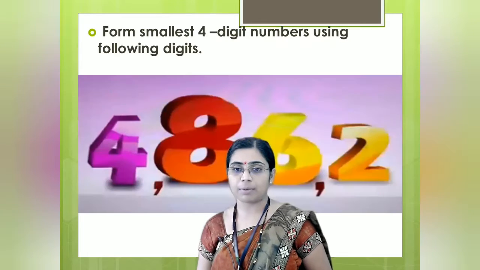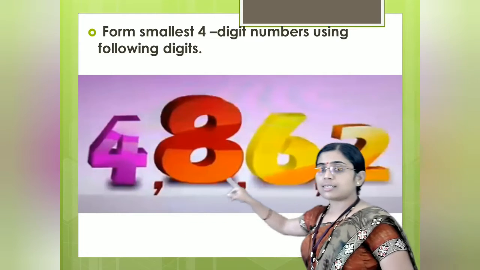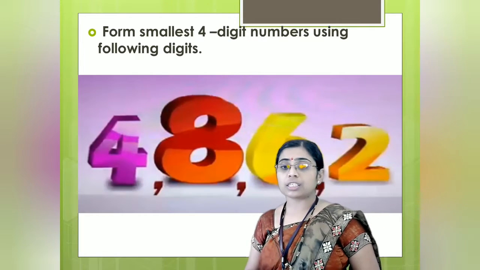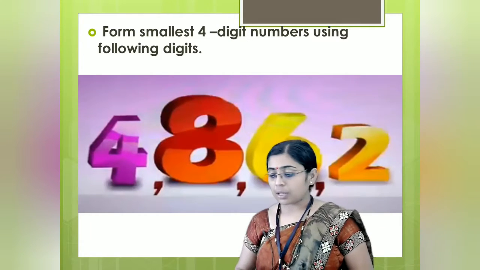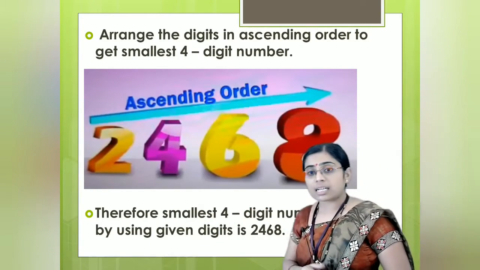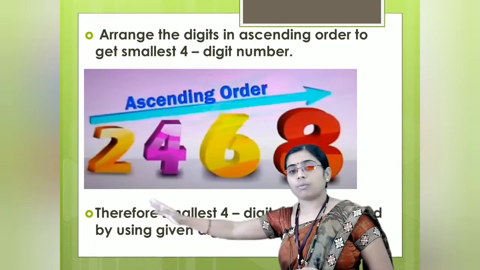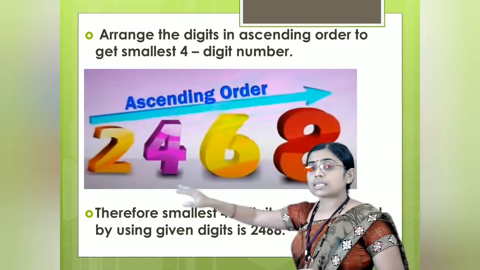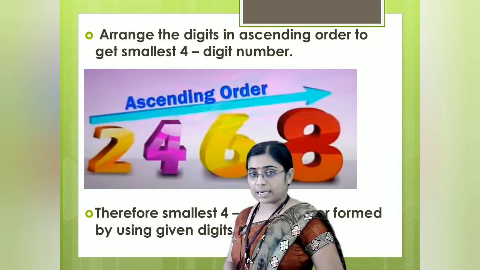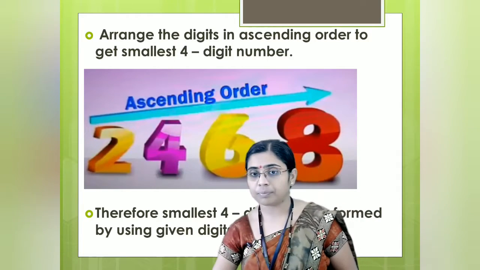Let us take one more example. Form 4-digit numbers using 4, 8, 6 and 2. To form smallest 4-digit number, first of all, arrange these numbers in ascending order. Let us arrange it. 2, 4, 6 and 8 is the ascending order of the given digits, and we placed these digits from left to right. So this is the smallest 4-digit number formed by using given digits, and that is 2468.